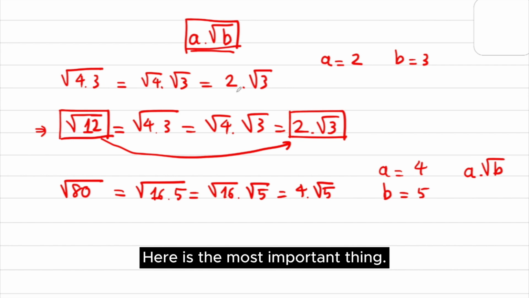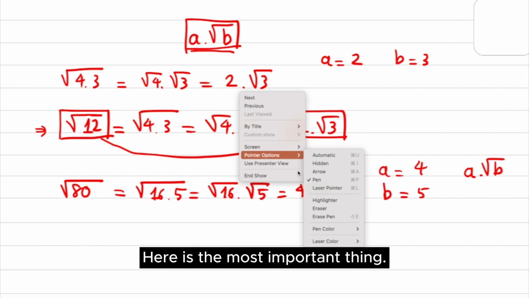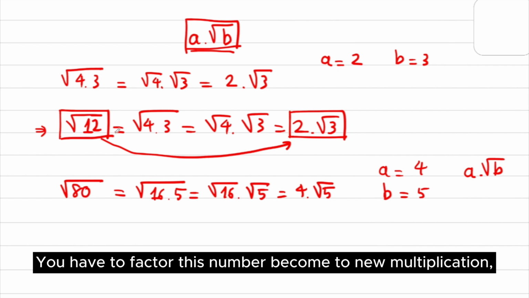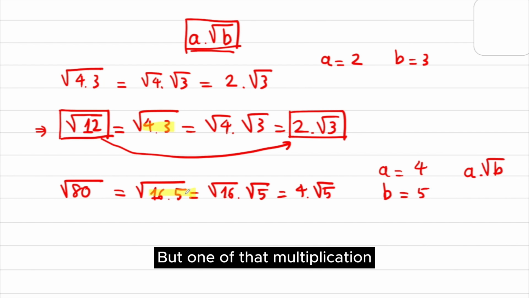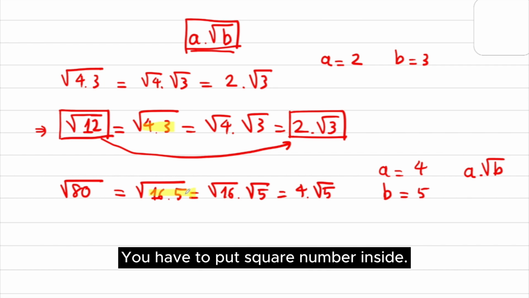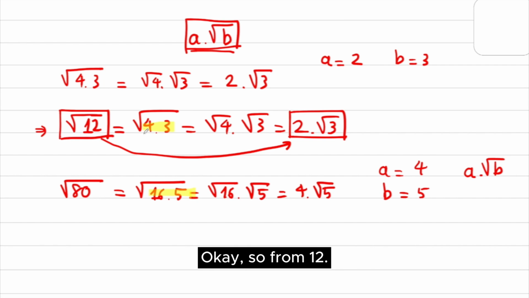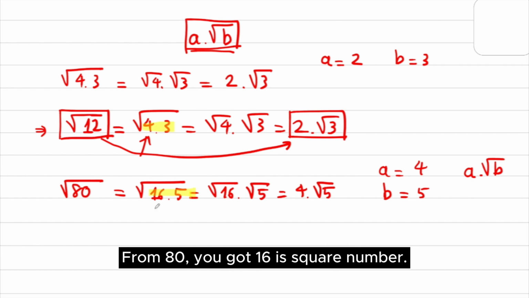Here is the most important thing. You have to factor this number into a new multiplication, but in one of those factors, you have to put a square number inside. So from 12 you got 4, which is a square number. From 80 you got 16, which is a square number.